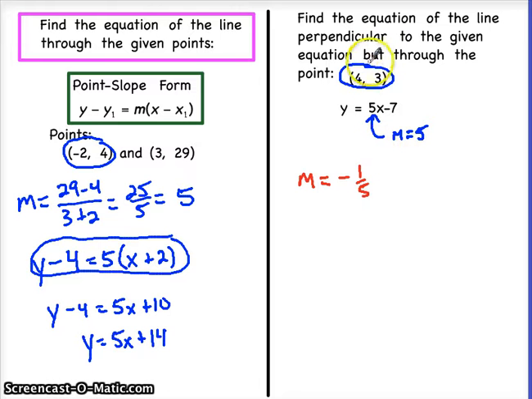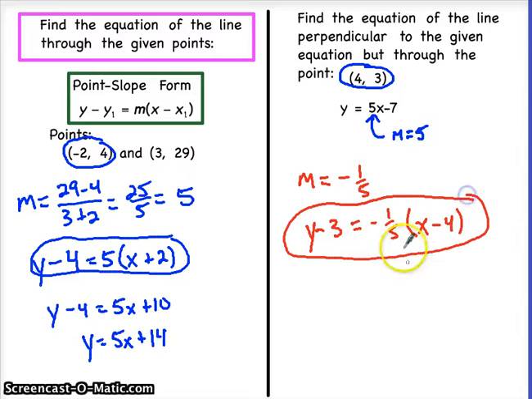Now it didn't say which type of equation to form, so let's go ahead and start with point-slope form, and again we'll convert it into y equals mx plus b, or slope-intercept form. So let's start off with y minus 3 equals negative 1/5 times (x minus 4). Technically, that would be a perfectly good equation to end with, since we weren't instructed otherwise.